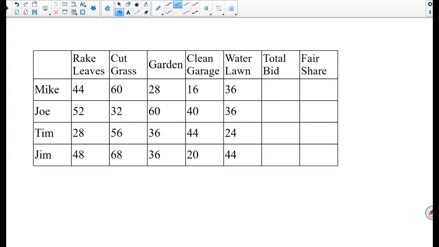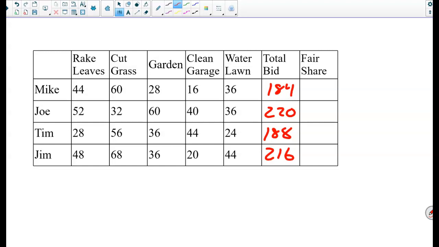Right, so now we're reviewing our fair division problems. First thing I do want to establish is, am I bidding on jobs or am I bidding on items? Okay, and obviously in this case, I'm bidding on jobs. So the first part is I'm literally adding Mike, Joe, Tim, and Jim across and getting their total bid for the 5 jobs. And when I add across, this is 184, this is 220, this is 188, and this is 216. And I'm simply just adding across in the calculator.